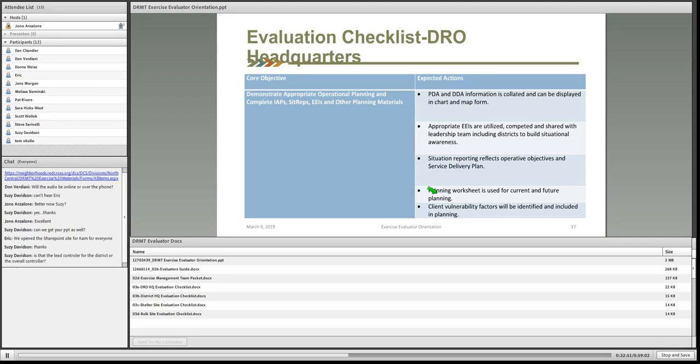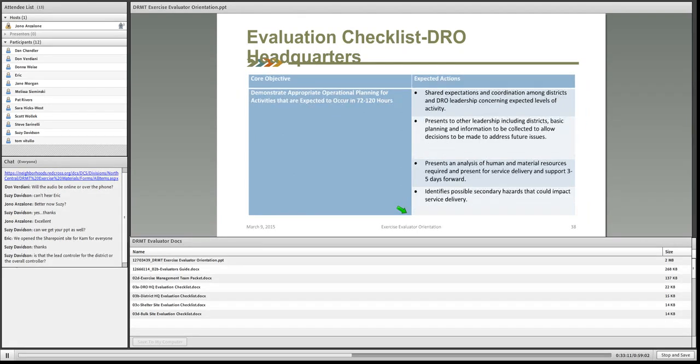Demonstrate appropriate operational planning and completed IEPs, SITREPs, essential elements of information, what we call EEIs, and other planning components. PDAs and damage assessment, EEIs are utilized, service delivery plan. The actual planning worksheet is part of the CONOP, as well as looking at client vulnerability. And then demonstrating appropriate operational planning for activities that are expected to occur beyond what the exercise is testing. So we want to see if our teams have forward thinking ability, critical thinking ability to look beyond the immediate but into the future beyond what we're testing them on.